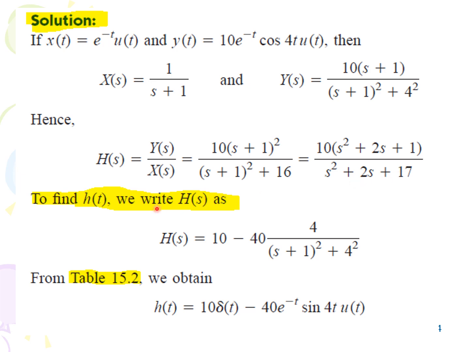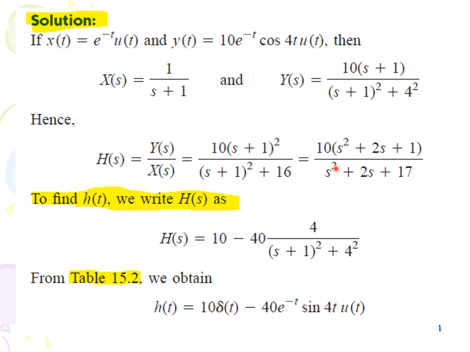Now we can find the impulse response, which is h(t), and for that we will write the transfer function in this format. H(s) is equal to 10 minus 40 times 4 divided by (s plus 1) squared plus 4 squared. So basically, in order to get the inverse Laplace transform by applying the properties of the Laplace transform, we have to write the H(s) in this format.